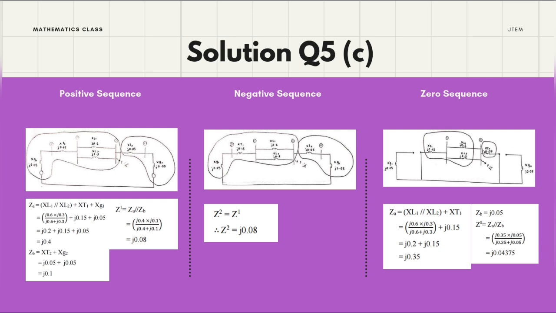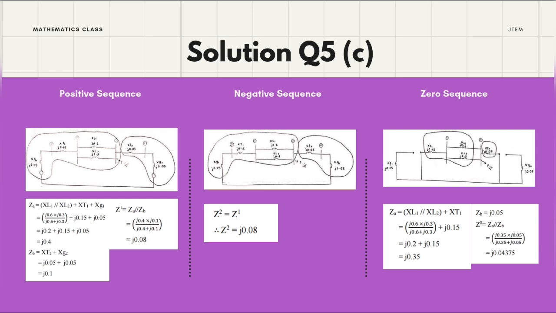First we need to find ZA. We calculate the parallel of transmission line 1 and transmission line 2, plus transformer 1, plus generator 1. We put it in the formula and the impedance of ZA is equal to j0.4. For ZB, we calculate transformer 2 plus generator 2, and the answer is j0.1.